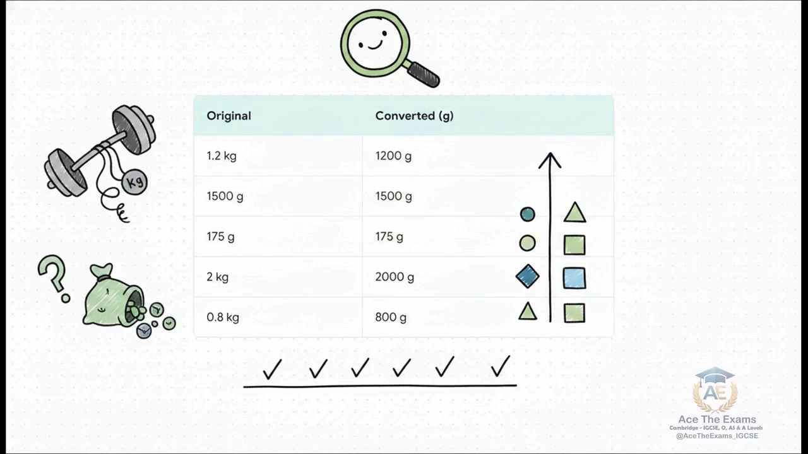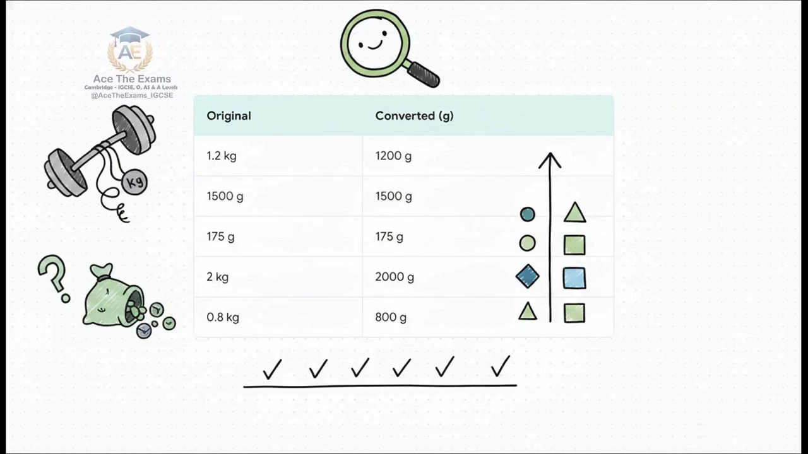Now, if you just try to order these in your head by looking at the raw numbers, it's a complete mess. The 175 looks huge compared to the 2, right? But by converting everything to grams, which is our smallest unit here, we get 1,200, 1,500, 175, 2,000, and 800. Suddenly, putting these in order from smallest to largest is the easiest thing in the world. 175, then 800, then 1,200, and so on.